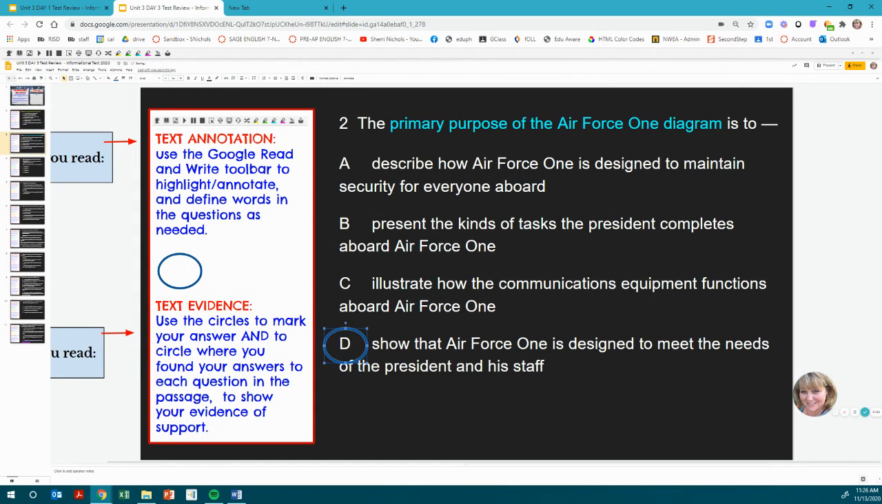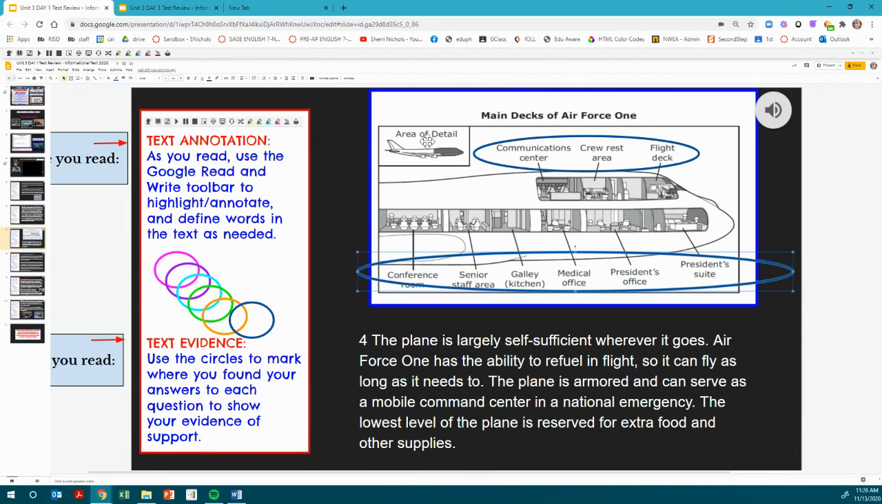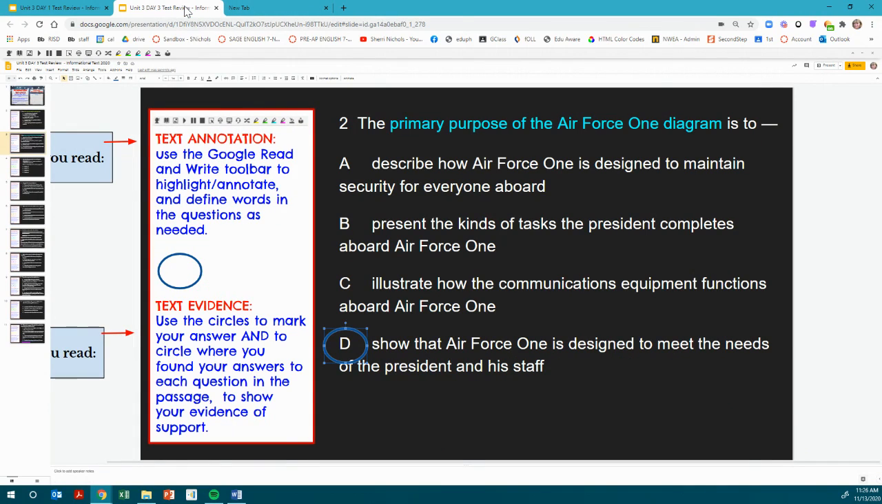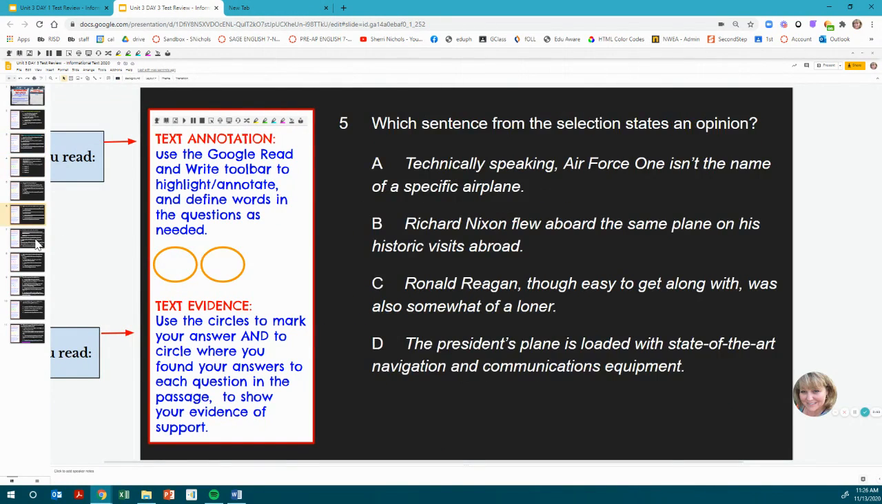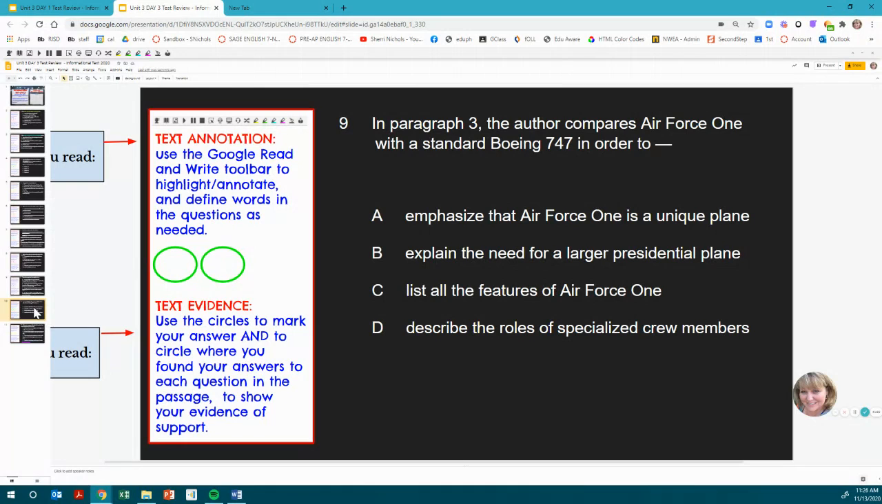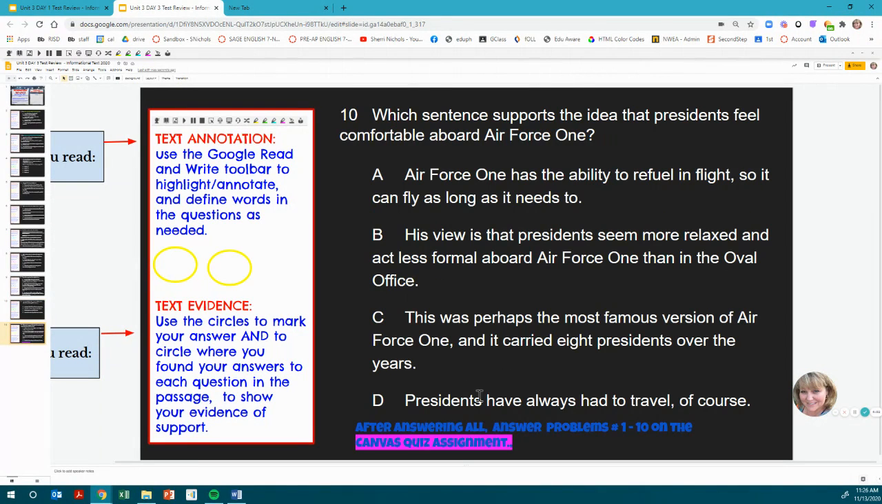We've marked our answers. We've shown our text evidence, and we can move on. That's what you're going to do for each of these problems. Go through and find those. And then after you have answered them all, you're going to go into Canvas and take a quiz. There's a quiz assignment that is in Canvas. Good luck with that. I look forward to seeing your answers.